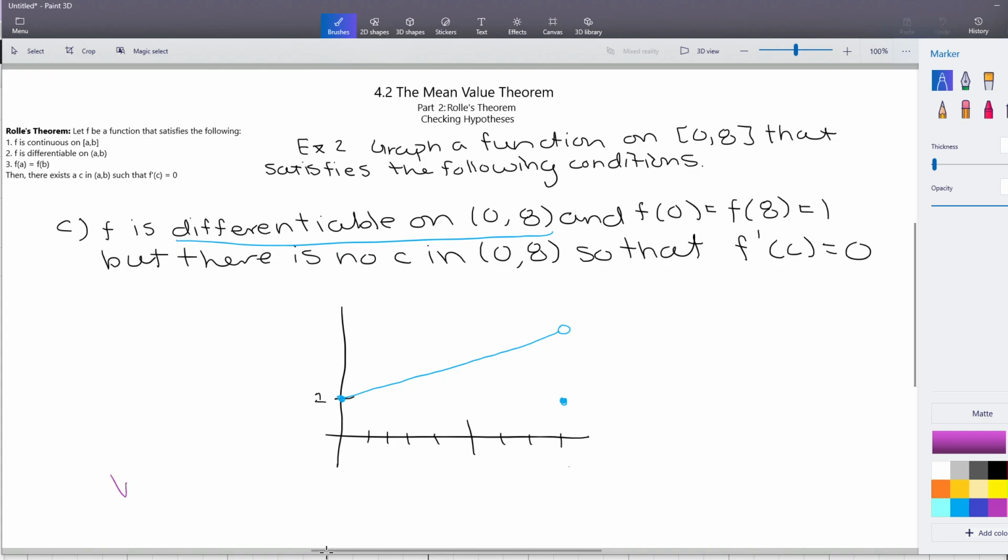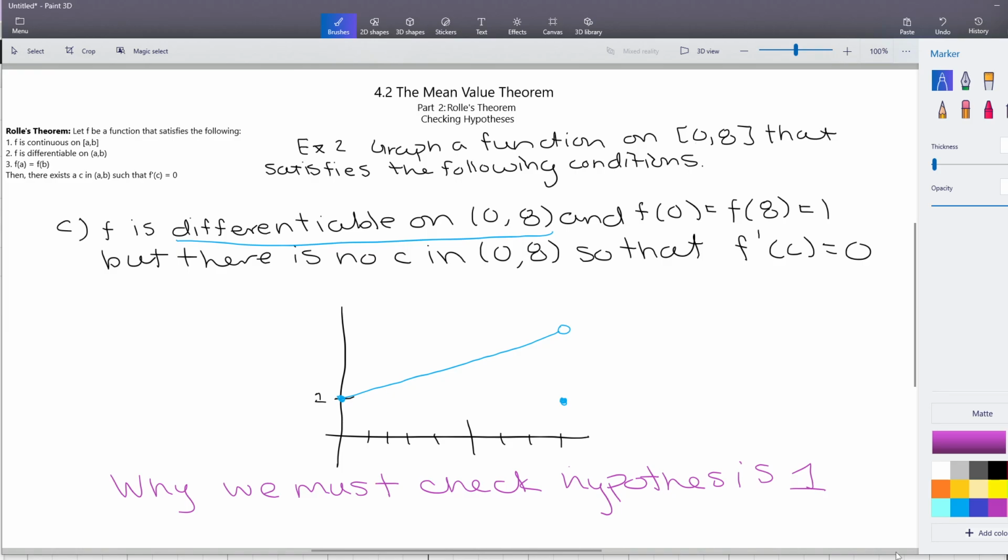And this is why we need to check that very first condition. In some ways, this is the most basic condition. We must have a function that's continuous on the closed interval to even begin looking at whether it satisfies the other criteria. So this is why each of these three hypotheses is absolutely necessary to conclude Rolle's theorem.